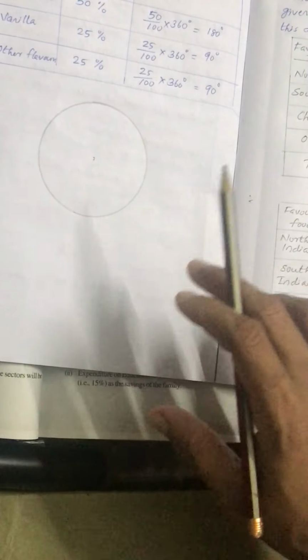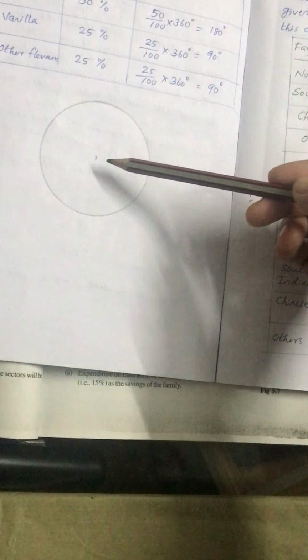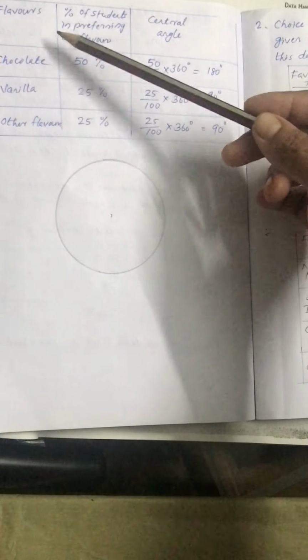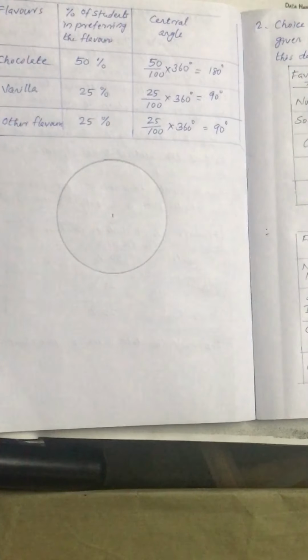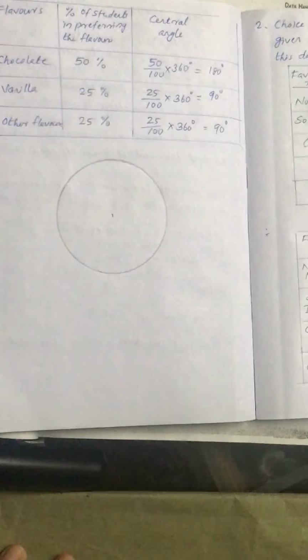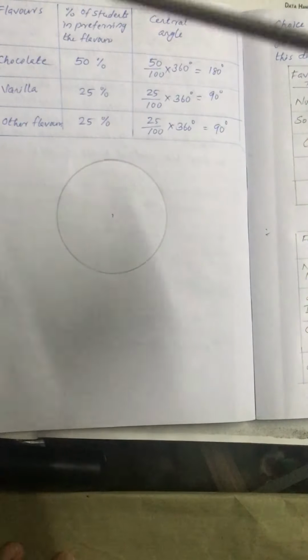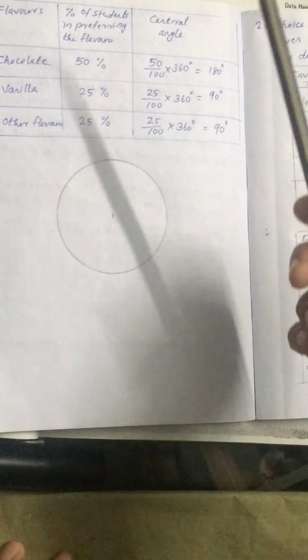To find the central angle of each sector, because here we want to divide the whole circle into how many sectors? Into 3 sectors, because 3 different types of flavors are given. For each sector we want to find the central angle. How can we find it? First, chocolate is given as how much percentage? 50%. For that 50% we can find the central angle.